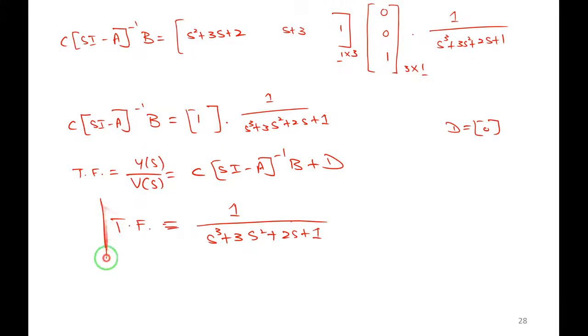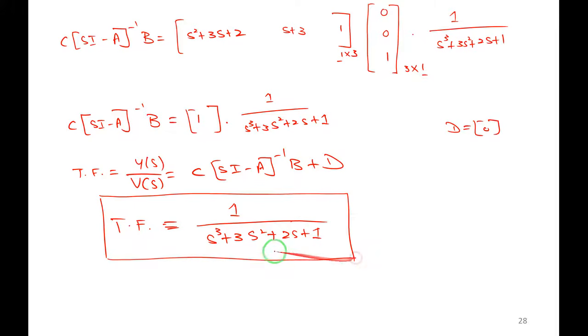I hope you got it. So if I am making mistakes, please correct me immediately, or else everything will go wrong. So this is right, the answer is right. This is the transfer function: 1 by s cube plus 3s square plus 2s plus 1.